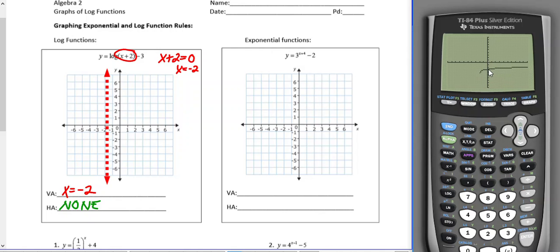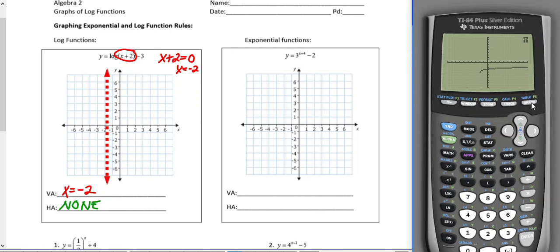Logs are tricky with the calculator because it looks like it stops. That's not the case. So when you graph it on your paper, and I'm going to show you in this example, you'll need to continue the graph all the way down. Remembering it does not cross the vertical asymptote. So I'm going to plot my points.